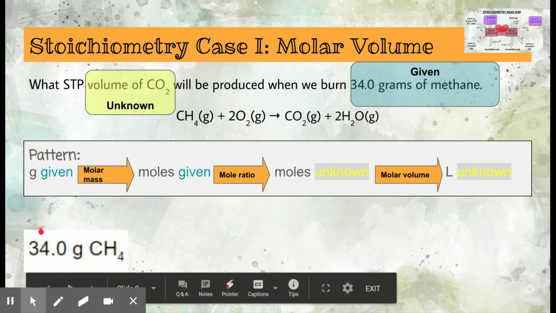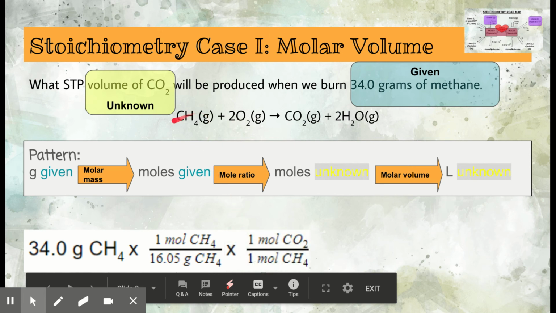So I've got 34.0 grams of CH4, of methane, that I'm starting with. I'm going to first use my molar mass to convert to moles. So my molar mass is 16.05 grams of methane for every 1 mole of methane. And now I know moles of methane, so I can convert to moles of CO2 because that's what I care about. Based on my chemical reaction, there's no coefficient in front of methane or CO2, so I'm going to assume that they're both 1. So 1 mole of methane will produce 1 mole of CO2.